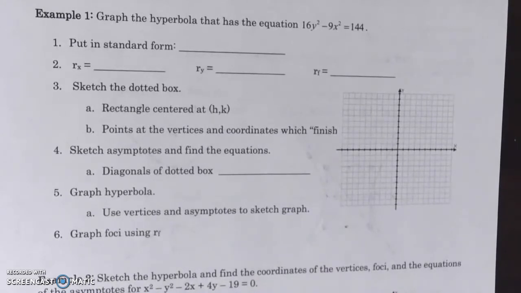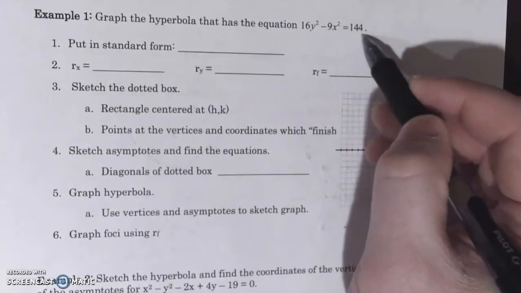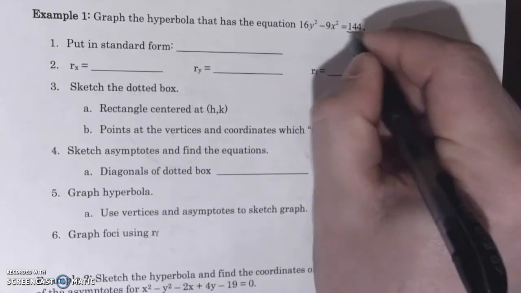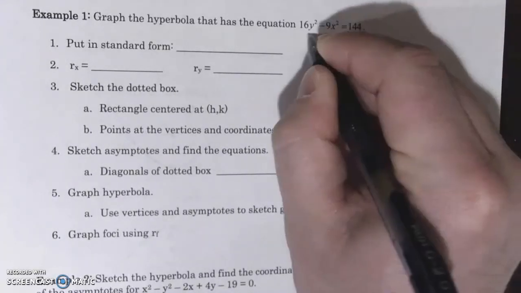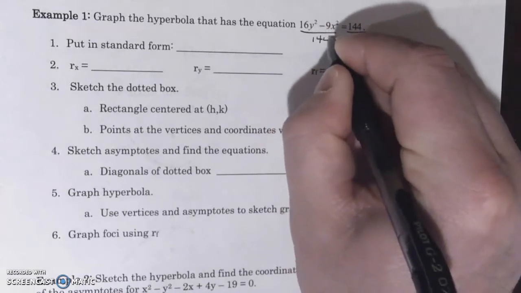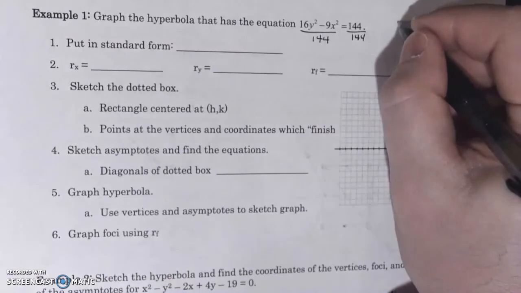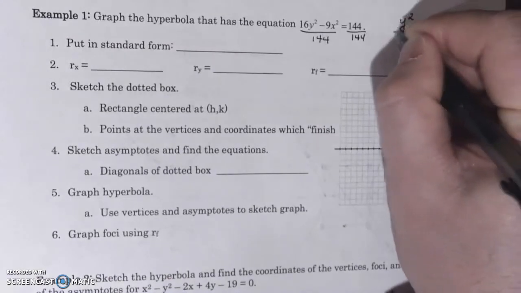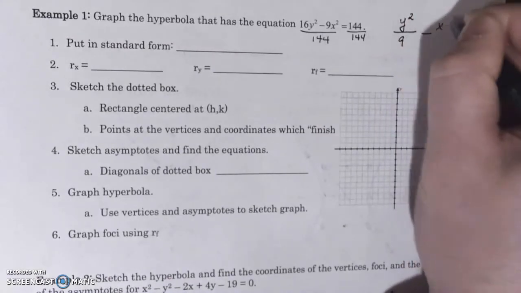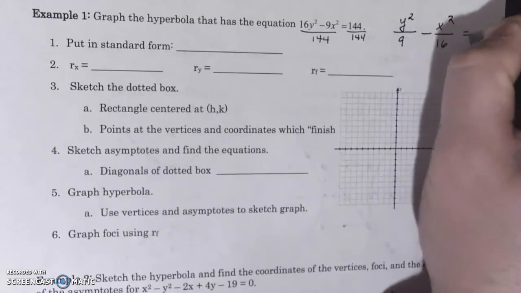The first thing we need to do is get this in a form that we can work with. So we need it to equal 1. What we're going to do is divide everything by 144. That's going to give us our hyperbola in standard form. So we get y squared over 9 minus x squared over 16 equals 1.